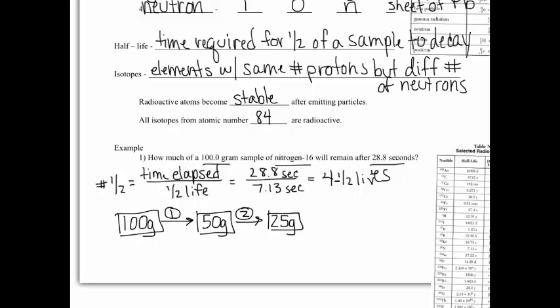We need to get to this 4, so we'll keep going. After a third half-life, we will have 12.5 grams, so we keep dividing it in half. So after a fourth half-life, we would have half of that, or 6.25 grams. And that is actually our answer. That's how much we'll have left.